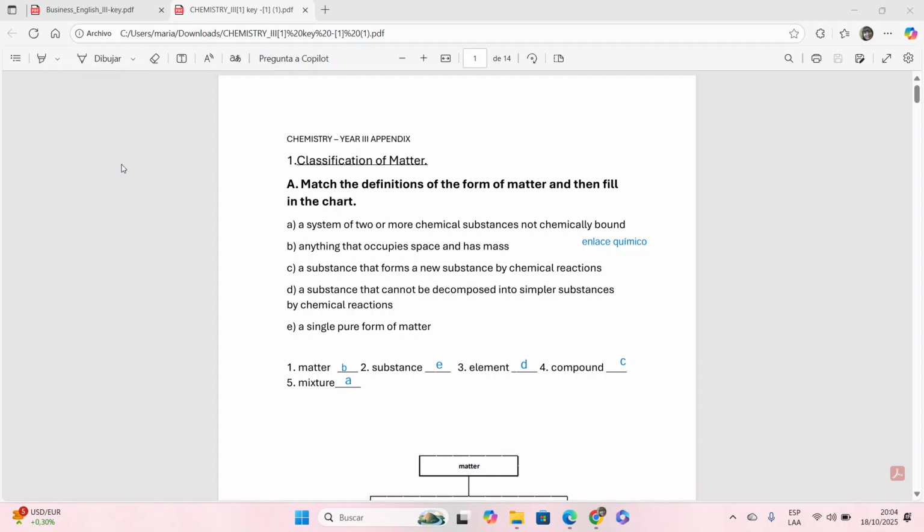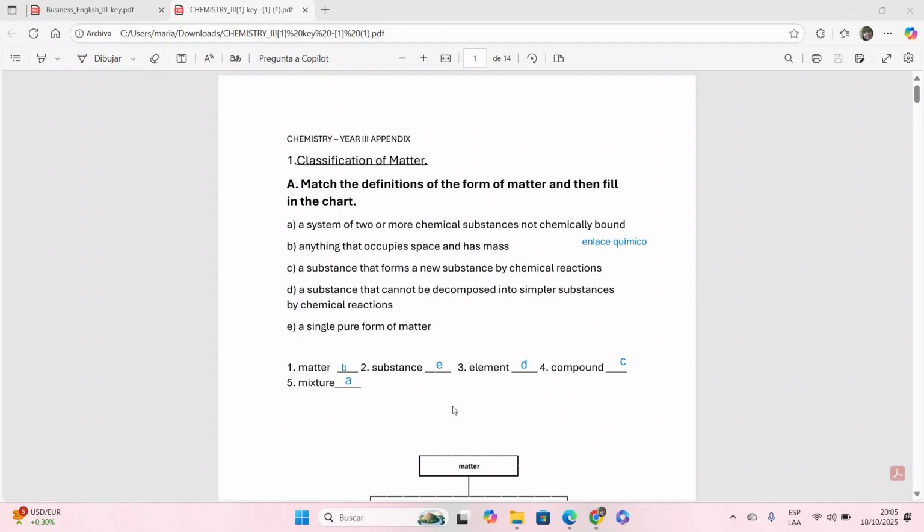Chemistry Year 3. 1. Classification of matter. A. Matter: definition of the form of matter, and then fill in the chart. 1. Matter, letter B, is anything that occupies space and has mass.